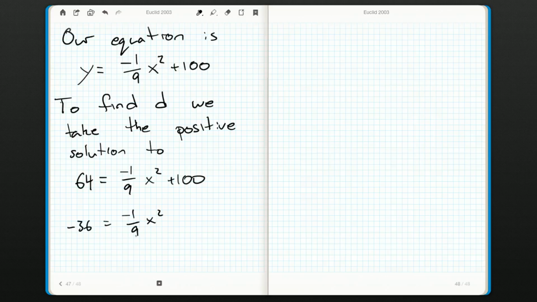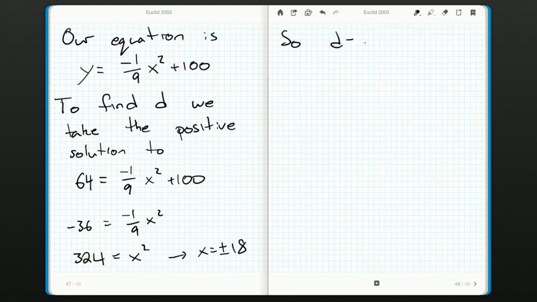9 is 3 squared. 36 is 6 squared. So combined, they should be 3 times 6 all squared. So that's 18 squared. So that should be 324 is equal to d squared. So d is plus or minus 18. So our distance here, d, is 18 meters. So again, we want the positive value.